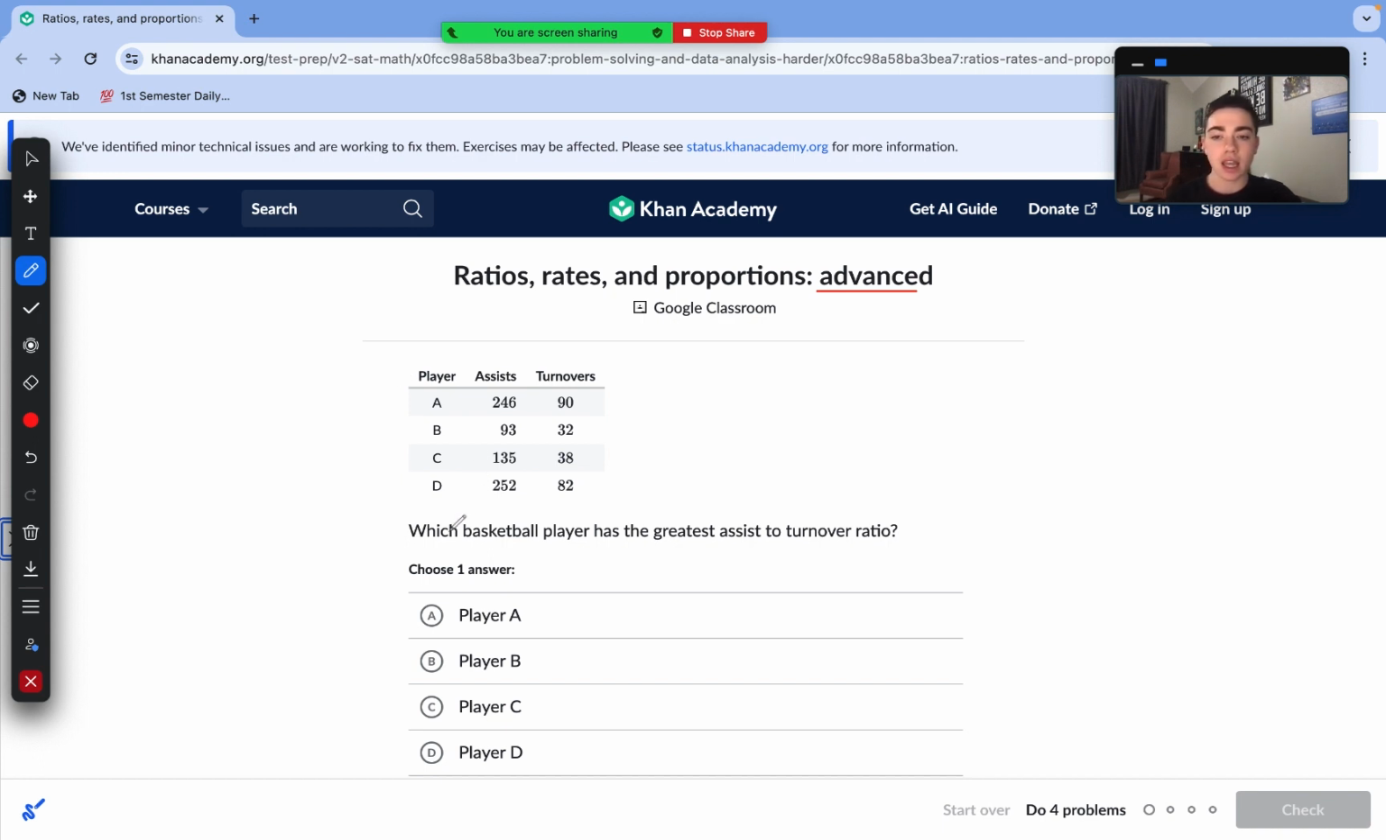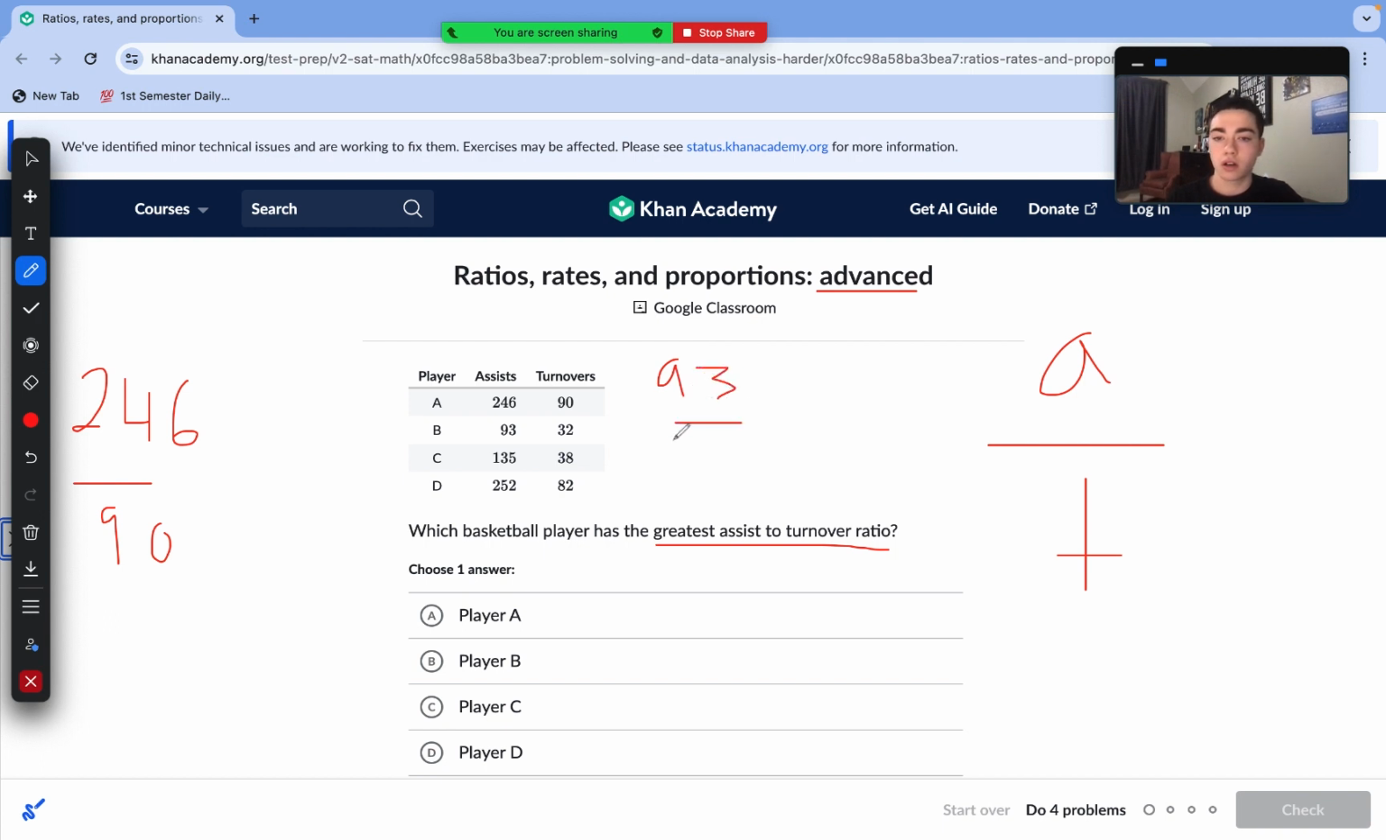So this first question is trying to find which basketball player has the greatest assist to turnover ratio. So we're just going to find the assists for each basketball player and divide them by our turnovers, and then the greatest value is going to be our answer. So we're going to set up each ratio like this. We have 246 over 90, 93 over 32, 135 over 38, and lastly 252 over 82. We're going to be putting these into our calculator, finding the decimal values for each of these fractions.